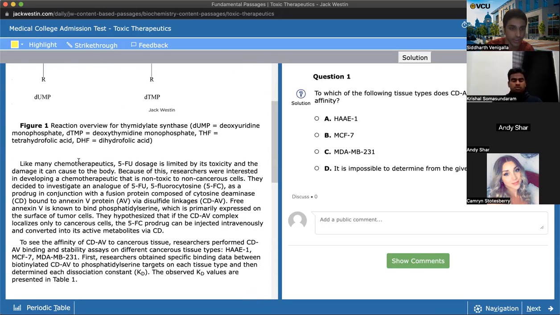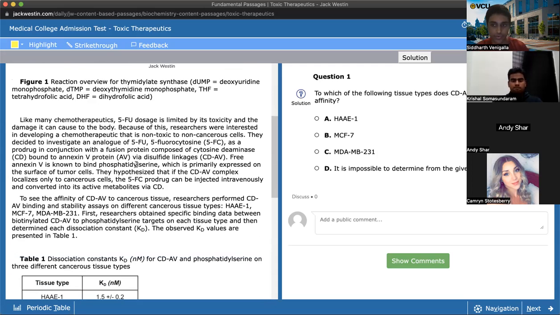Then it says, although like many chemotherapeutics, and chemotherapeutics is just another way of saying chemotherapy, it's toxic to cancerous cells, but it's limited in that it can be toxic to the healthy cells, right? It says it's limited by its toxicity and the damage it can cause to the body. So what did the researchers try to do? They tried to develop a chemotherapeutic that's non-toxic to non-cancerous cells. Remember, we want to dodge the healthy cells.